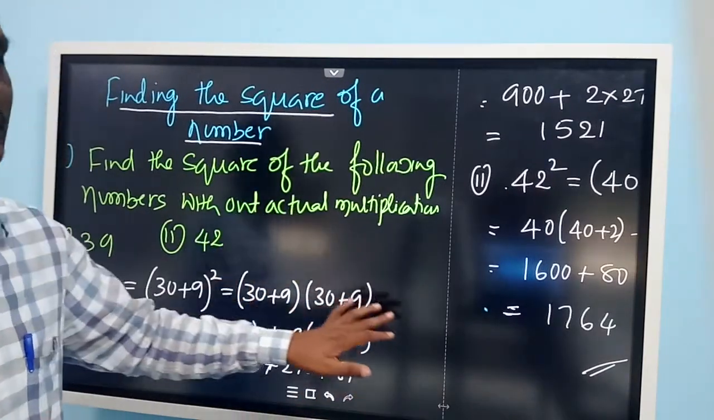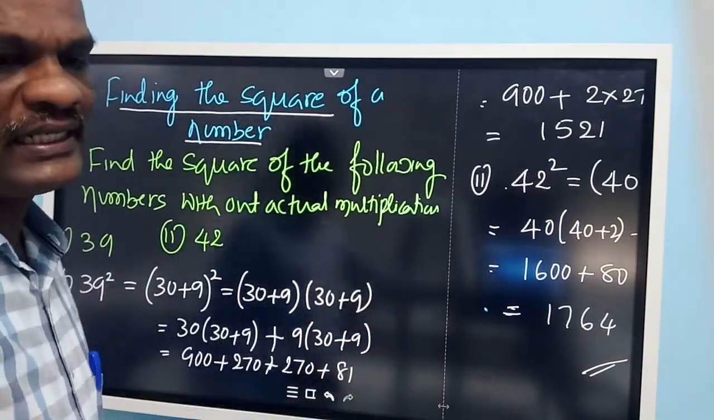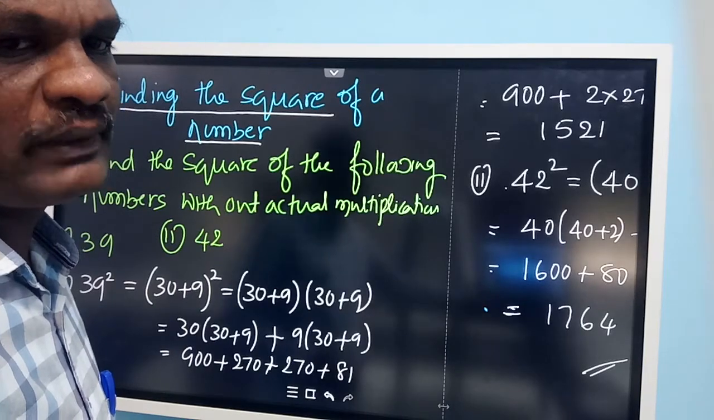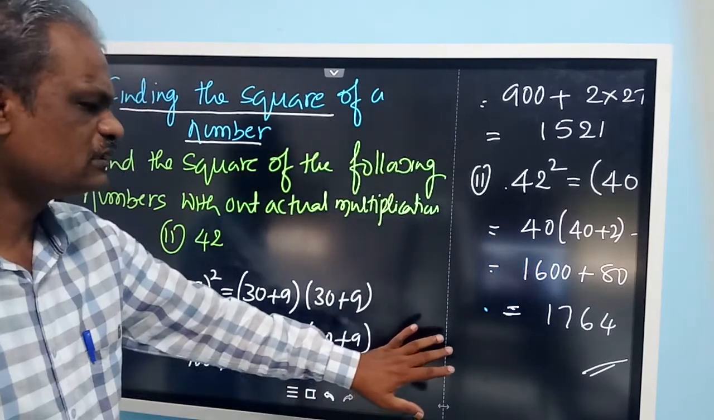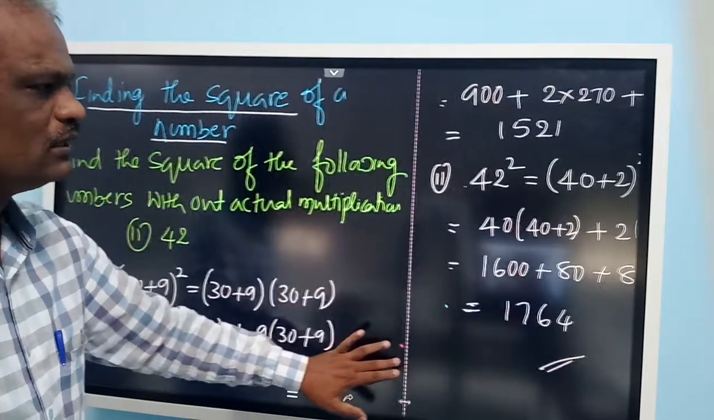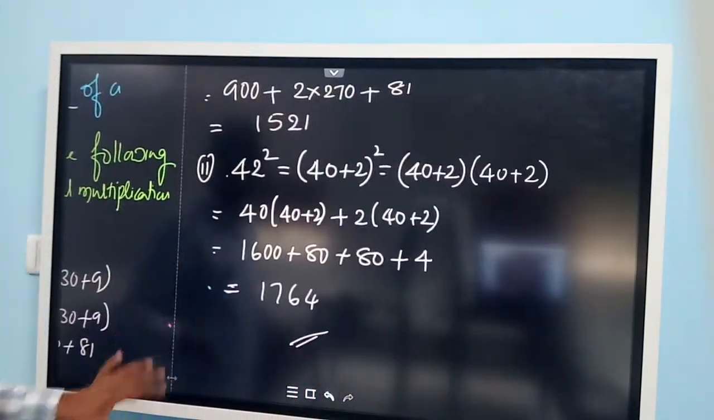Direct multiplication we are not using. We are multiplying here, but the usual method we are not following. We are using some property and multiplying. So this is how you can find the square of a number.